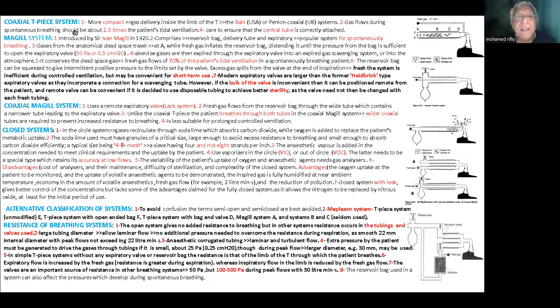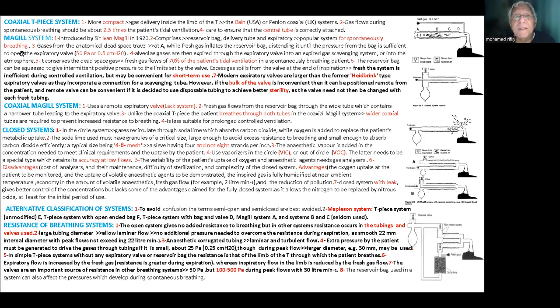The coaxial T-piece, as you can see, this is the T-piece as we mentioned before, and coaxial means two tubes inside of each other. It makes it compact, you see. So this is the system which we call the Bain system in the United States, and the Pendulum coaxial system in Britain. So we have an inner tube. This inner tube ought to be in position. Otherwise, if it's broken, it will definitely increase the dead space.